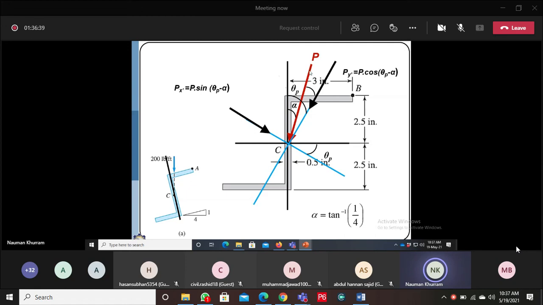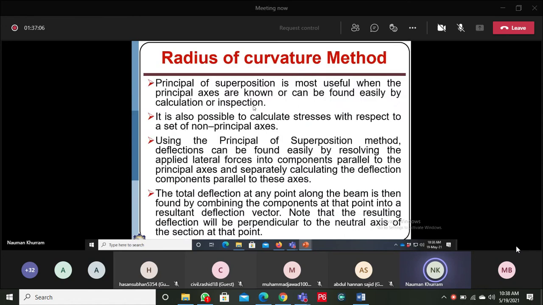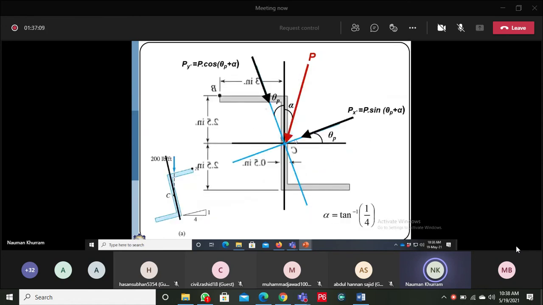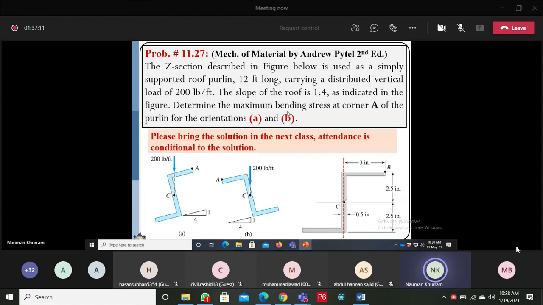So the component of the load acting along this direction, this is the y bar, this is the y principal axis. This is p y bar, and the angle is given from here. So this component will be p cos of theta p minus alpha, because you need to use this angle. The component of the load acting along the x principal axis will be the sine function of theta p minus alpha. If you are using this other orientation, everything will be the same.